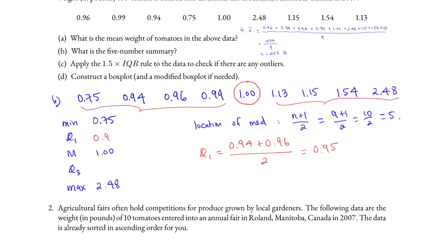Similarly, Q3 is the middle of the second half, but the second half has four numbers. There is no number precisely in the middle, so we have to average the two numbers in the middle. Thus, Q3 is 1.15 plus 1.54 divided by 2, which is 1.345. Q3.